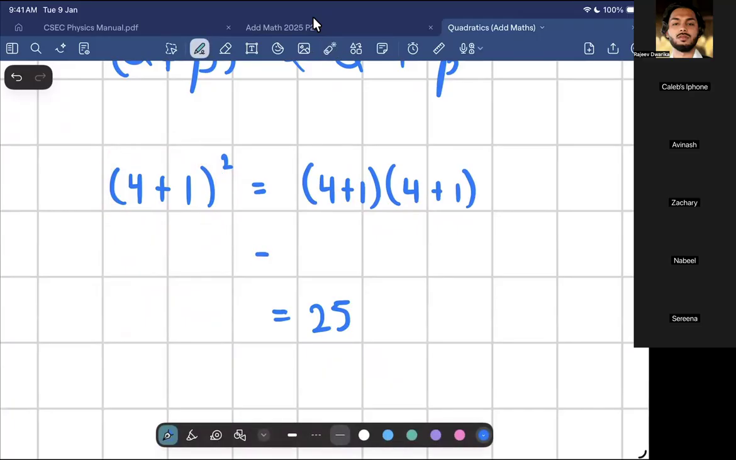And the proper way to expand this now, you're going to take the first term here and multiply by everything in the second bracket. Then you're going to do the same process for the second term in the first bracket. So I'm going to take the plus 1 and multiply by what?